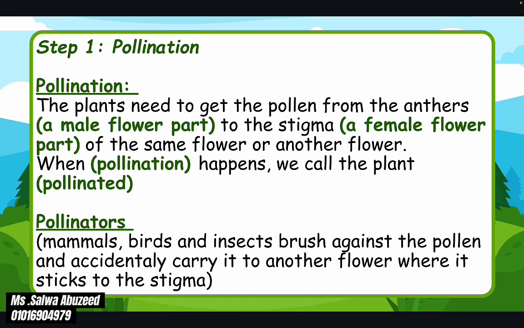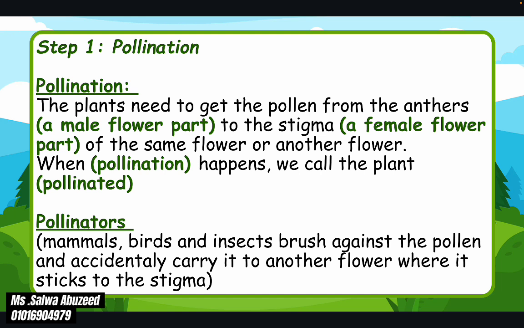They're not always the pollinators who do this, but they are one of the things that help in pollination. There are other things that we're going to talk about that also help in pollination. But one of them is the pollinators, where they brush against the pollen and accidentally go to another flower, and the pollen that was sticking on their body sticks to the stigma, and then the process of pollination happens.